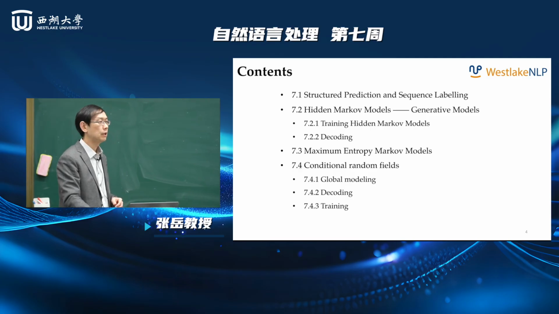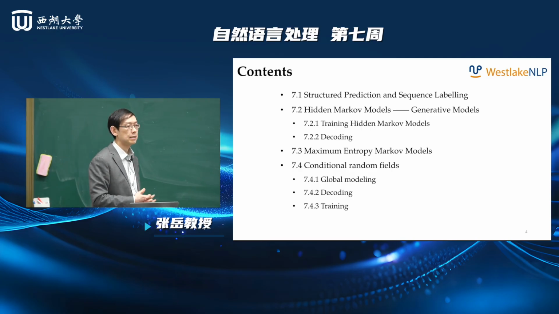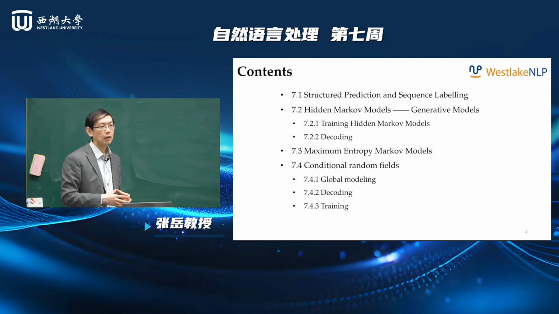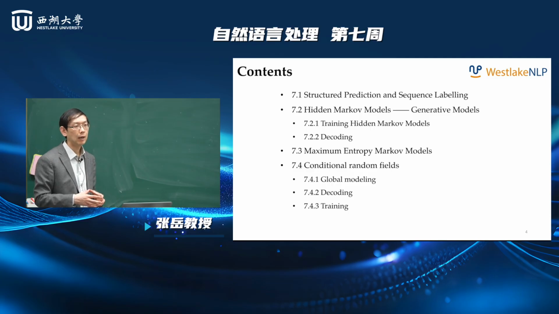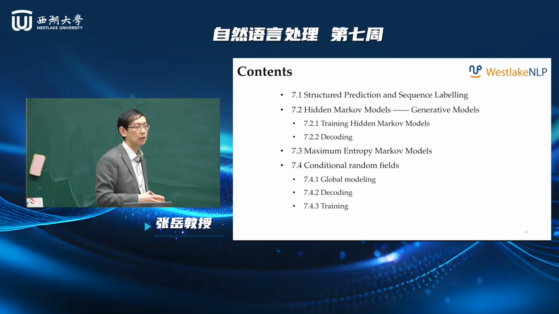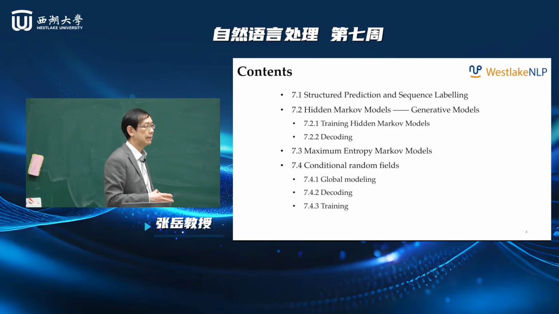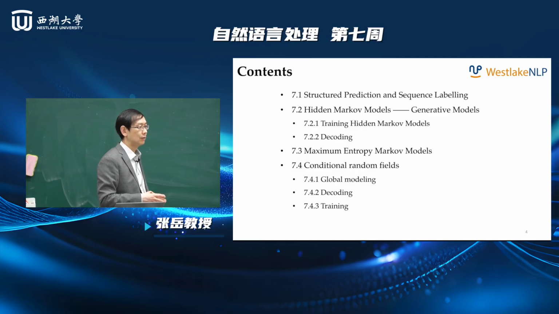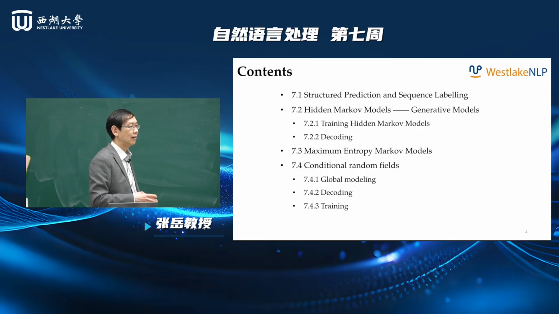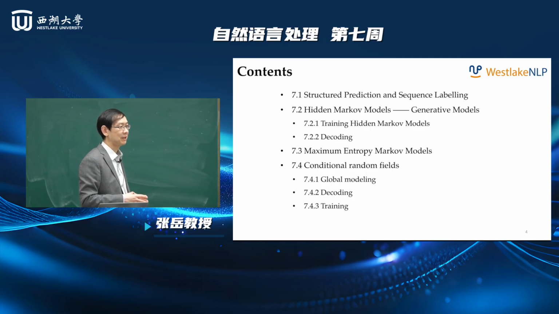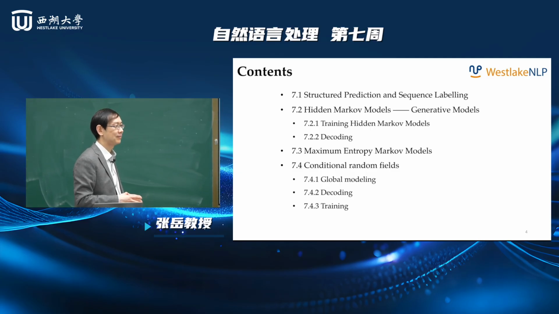So for today, the first two sections will be about a generative model called Hidden Markov Model, or HMM. The second part will be about a discriminative model called Conditional Random Field, or CRF. So these two models are what a student who learned NLP must know. Okay, so after this lecture and after review, I wish that all of you can say we know the principles of these two models.